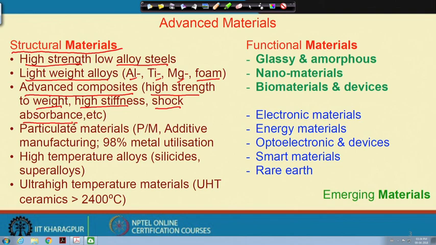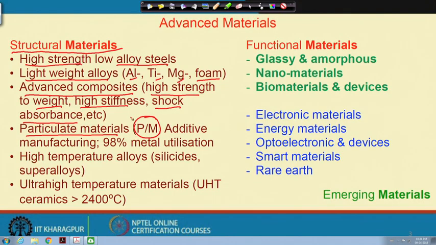class of materials is particulate materials. Particulate materials means metal in particle shape. Those particle sizes could be different, from micrometer to nanometer in different length scales, and those are usually processed by powder metallurgy technique.